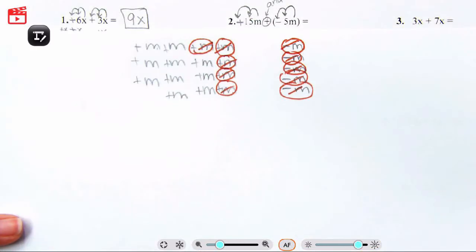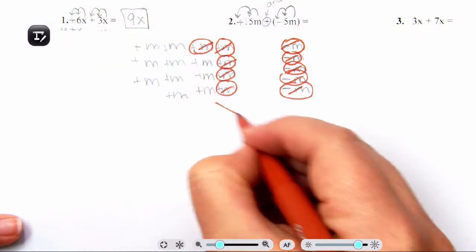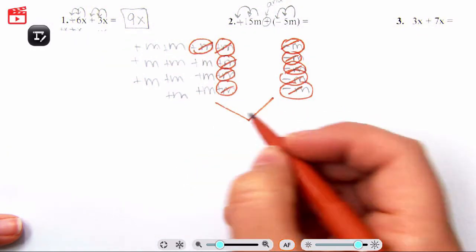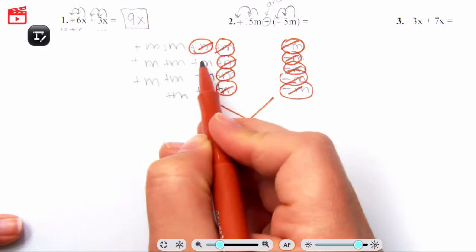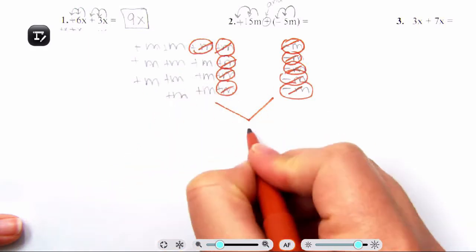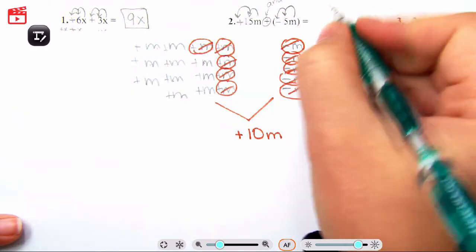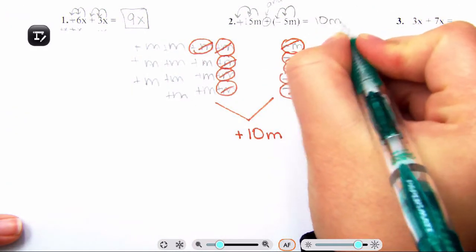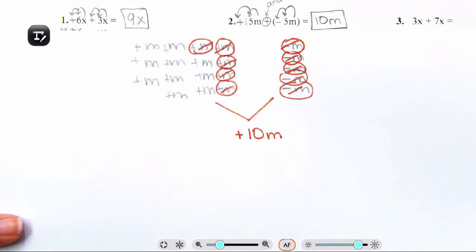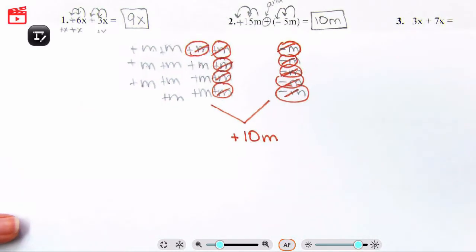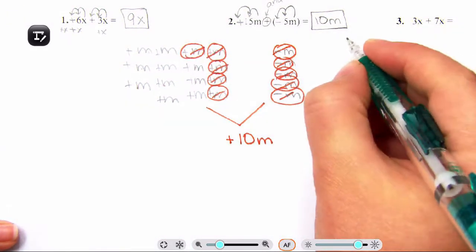So once you have combined your terms, you're going to see what you have left over. I have 1, 2, 3, 4, 5, 6, 7, 8, 9, 10 m's left over that are positive. I'm going to write my answer here as 10m. You may choose to write a plus out in front. It is your choice. You don't have to. All right, let's do another one.